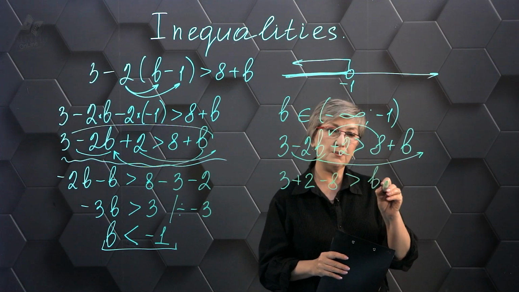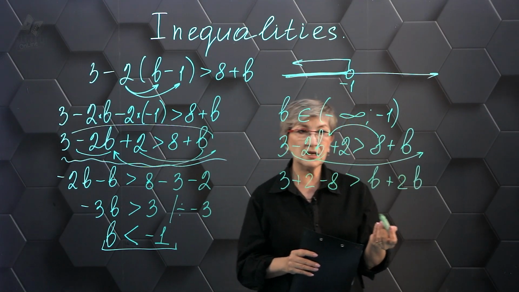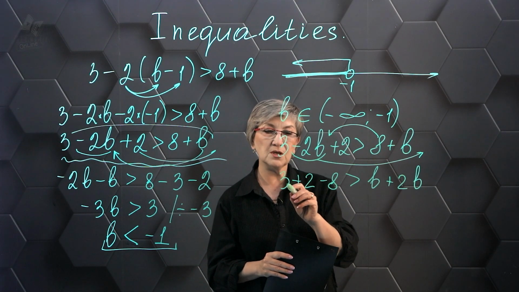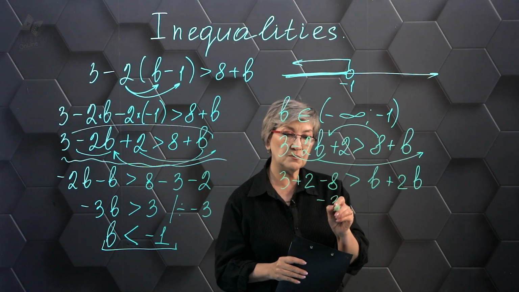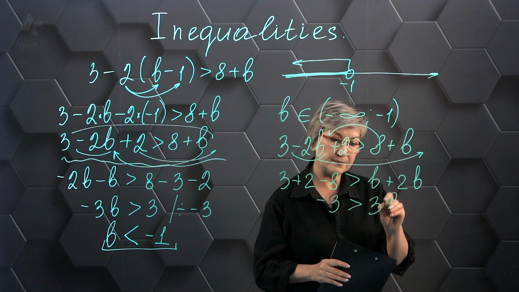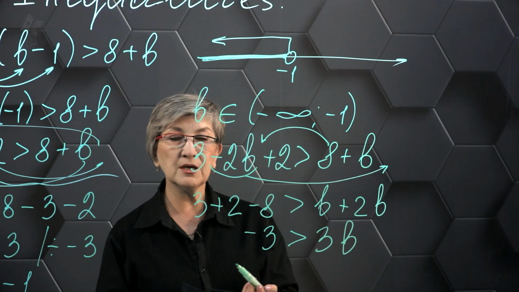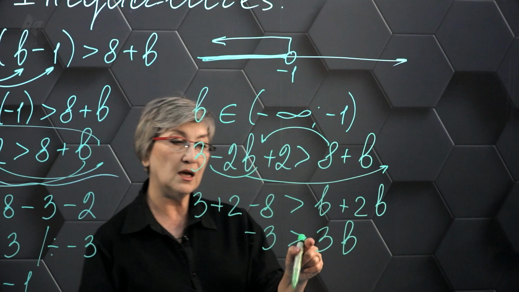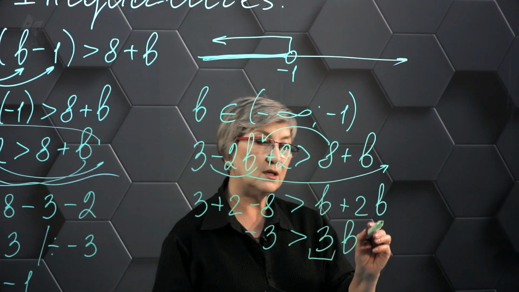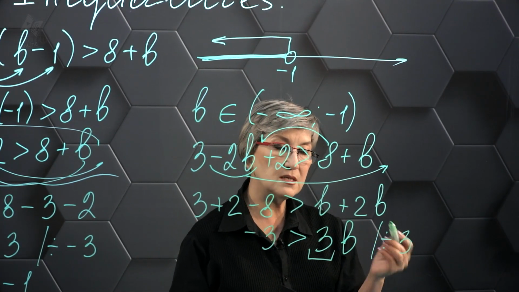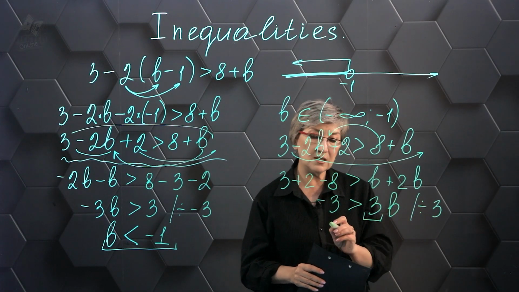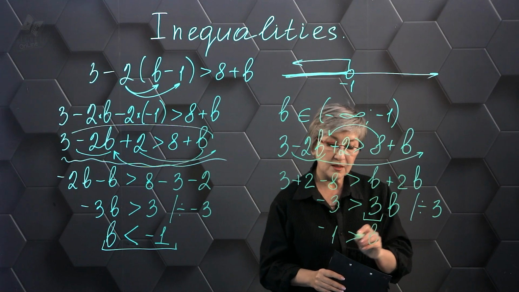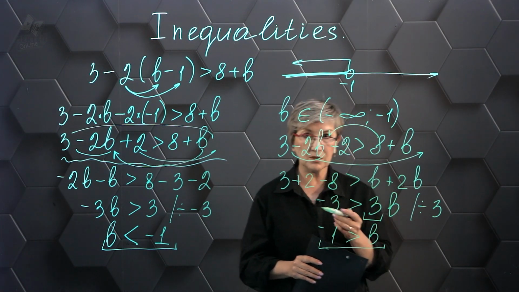Greater than b plus 2b. Notice I'm just moving the summands from the left side to the right side. The result is 3 plus 2 is 5, 5 minus 8 is minus 3, greater than 3b. By the rule for solving inequalities, we must divide by the coefficient that is written next to the variable. And that coefficient is 3. I'll make a note that we divide all parts of the inequality by 3. Minus 3 divided by 3 is minus 1, greater than 3b divided by 3 is b. So we end up with an answer like this.